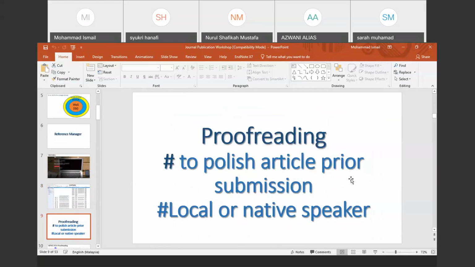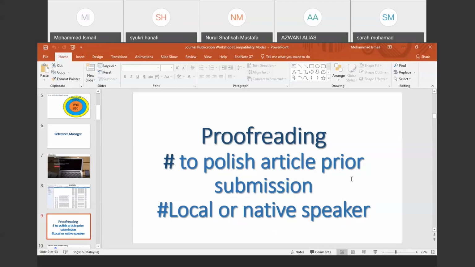To polish the article prior to submission, use a local or native speaker. Right now, honestly, I use a proofreader from Inago. Inago is a very good proofreader, I think US based. For one manuscript, maybe about $80 or $90, about 300 RM. I think it's not expensive. You can ask your supervisor.